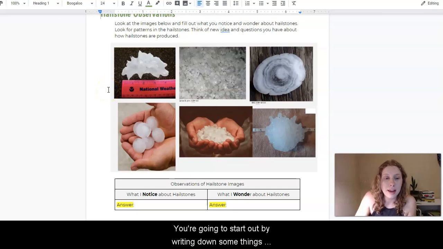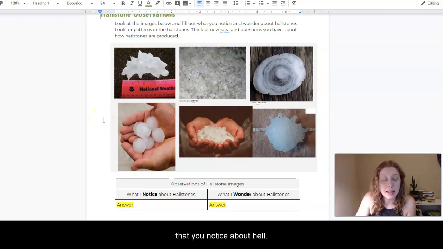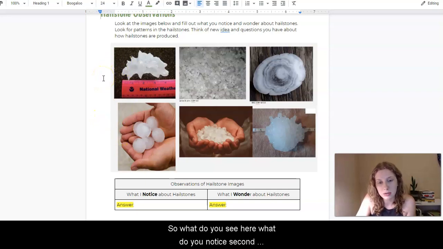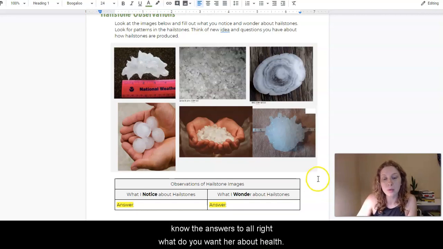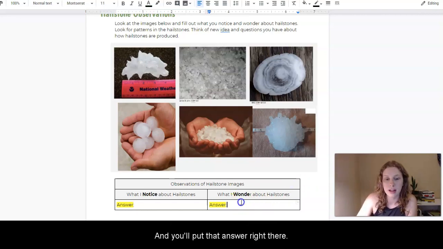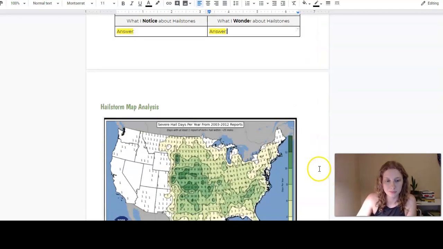You're going to start out by writing down some things that you notice about hailstones. So what do you see here? What do you notice? Second, you're going to write down what you wonder. Now these are questions that you can ask that you don't necessarily know the answers to. All right? What do you wonder about hailstones? And you'll put that answer right there.